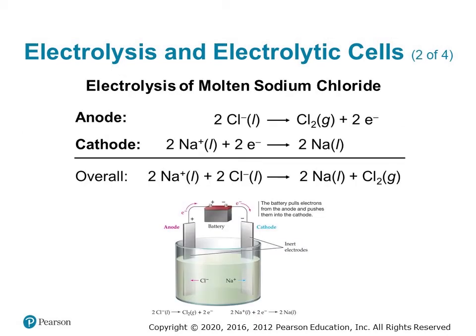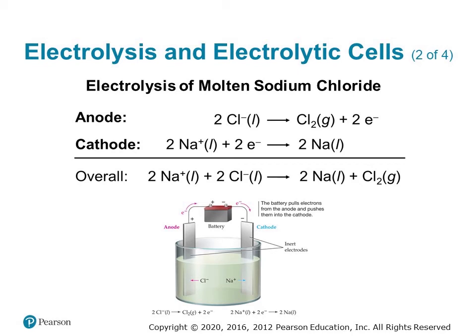An example of a practical electrolytic cell is the electrolysis of molten sodium chloride to produce sodium metal and chlorine gas. Remember that electrolysis drives non-spontaneous reactions. You would never expect salt to decompose on its own into highly reactive sodium metal and toxic chlorine gas, but this can be accomplished with an applied electrical current.